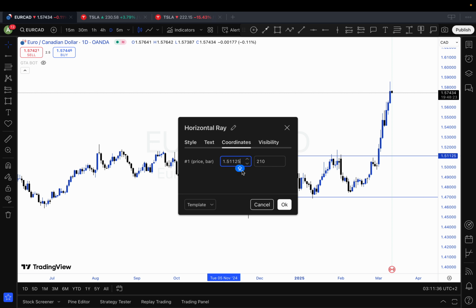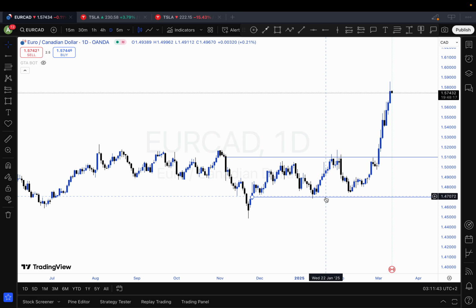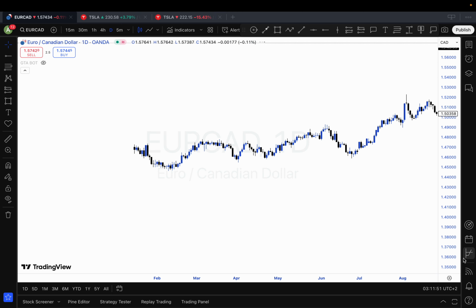Instead of 1.51111, let me try 1.51 and see. Yes, this makes more sense to determine my resistance instead of just a random price out there. Another way you can go about this is this.